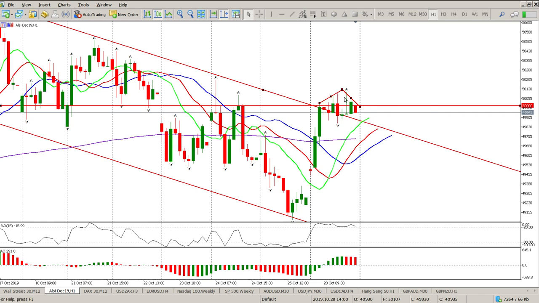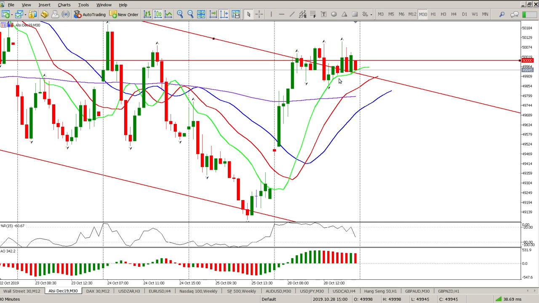Okay, so in saying that, I can see more sellers here than buyers. Look at all these tails here. So I'm still inclined to believe that we have a short setup here. Okay, I was short yesterday, got myself stopped out, and I'm still looking at this as a short.